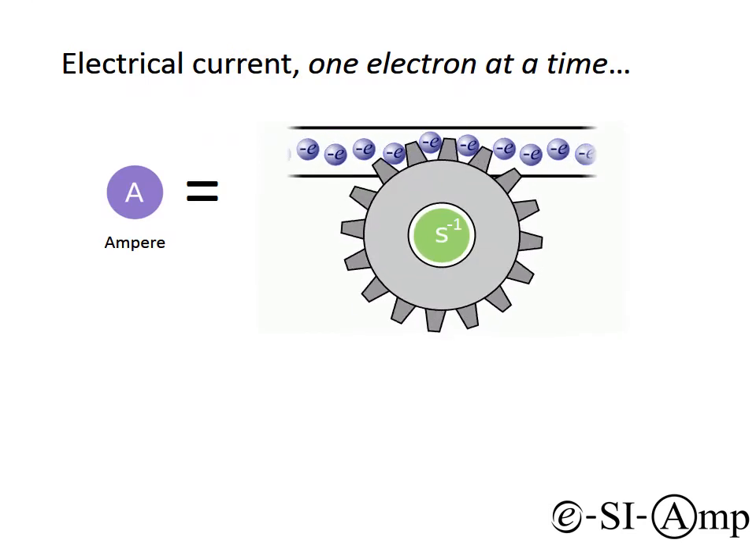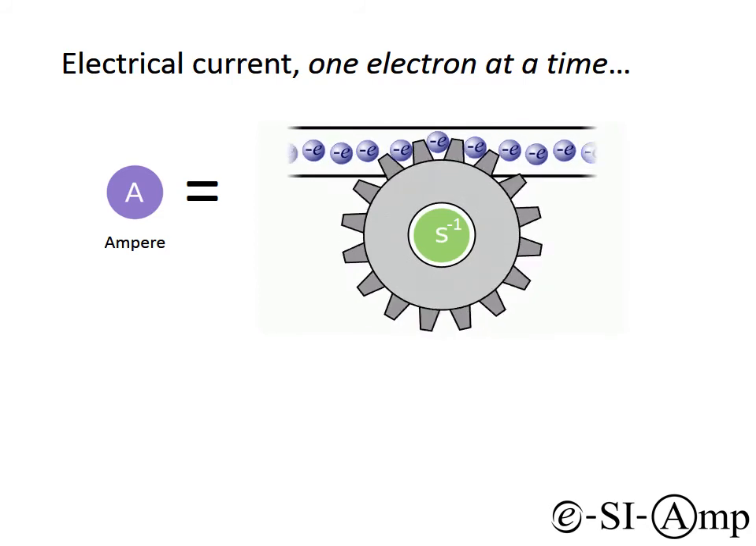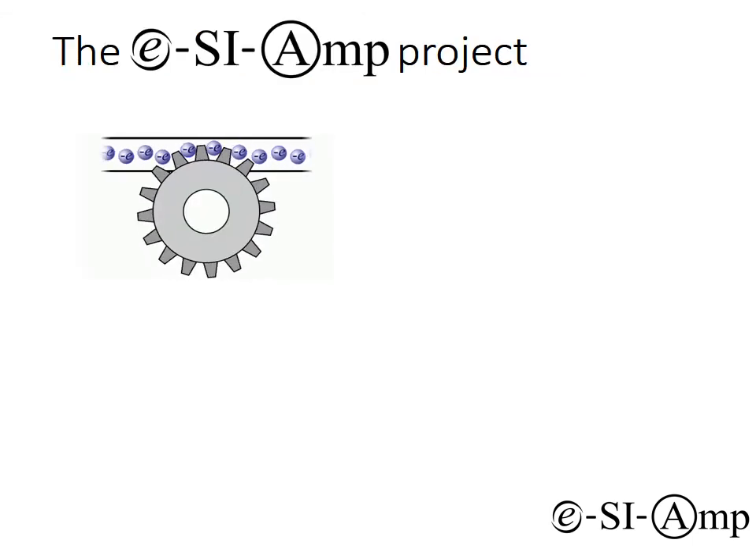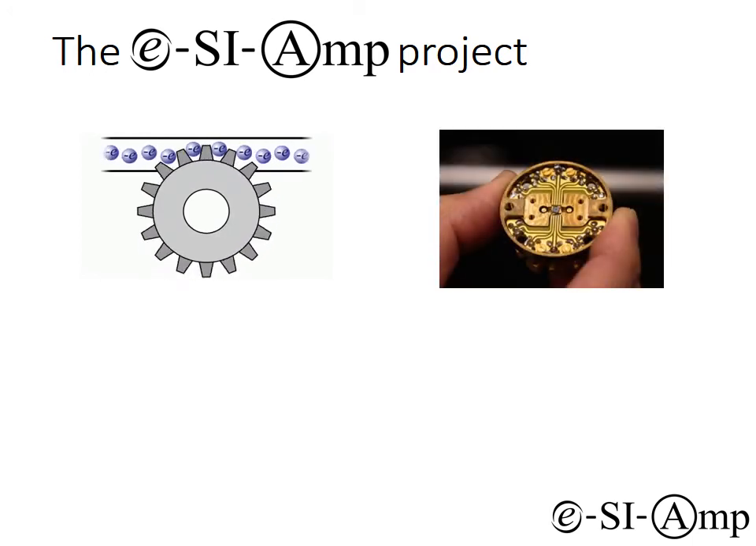If we could control the flow of electrons through a circuit one at a time, then this would form a very stable current source. And as it's based on counting, it would be very accurate and the kind of thing that we would like to use to replace the present definition of the ampere. This is the essence of the EasyAmp project. We would like to turn the idea of a single electron pump into a real metrological tool that national measurement institutes can use to realise the SI ampere.